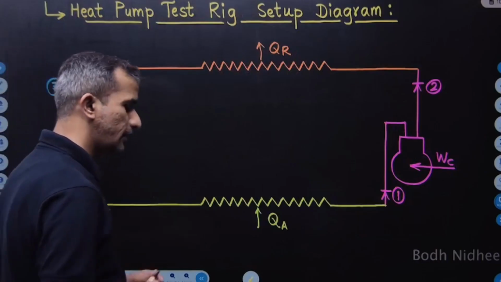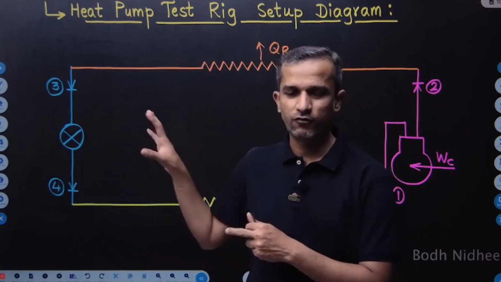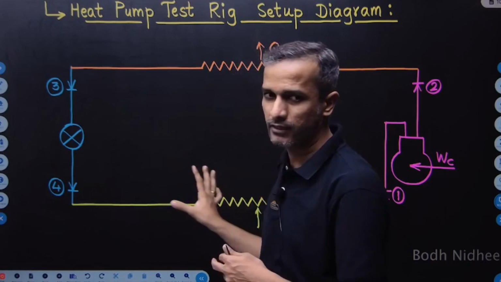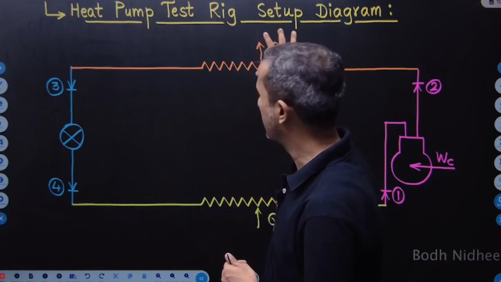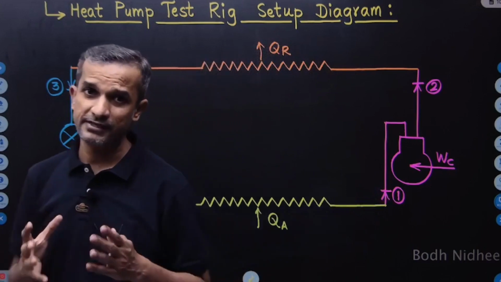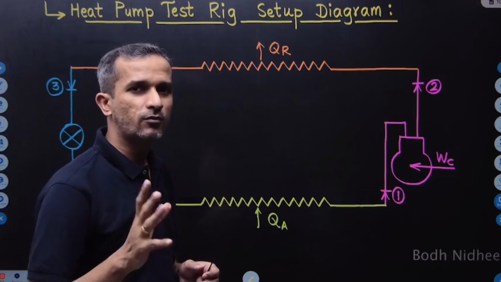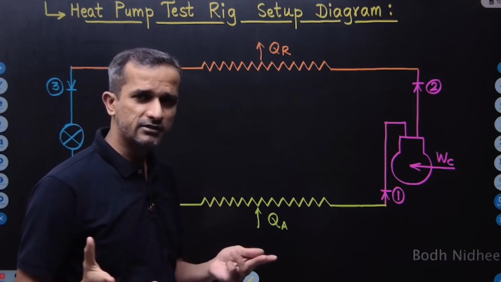Now we'll go for the heat pump test rig. I know the basic cycle. I have the 4 basic components of the vapor compression cycle arranged. Now my focus is to heat something, so QR is important. And now I want to construct the heat pump test rig. A test rig is something which allows you to measure the performance of this system. That is nothing but the test rig.